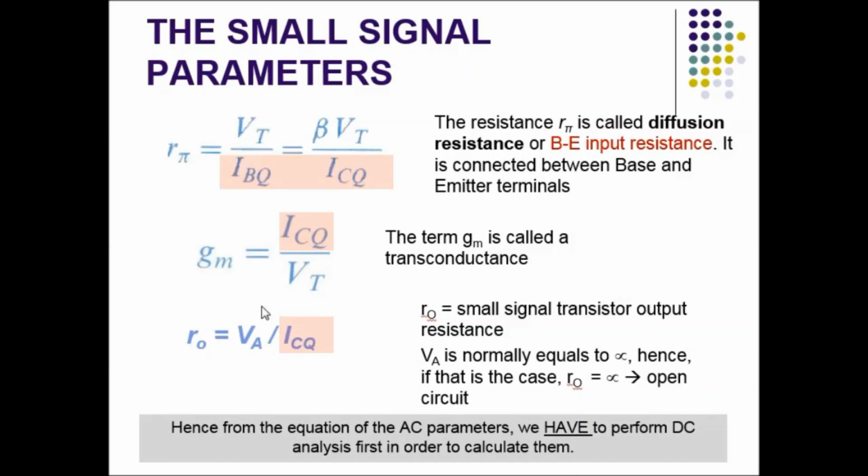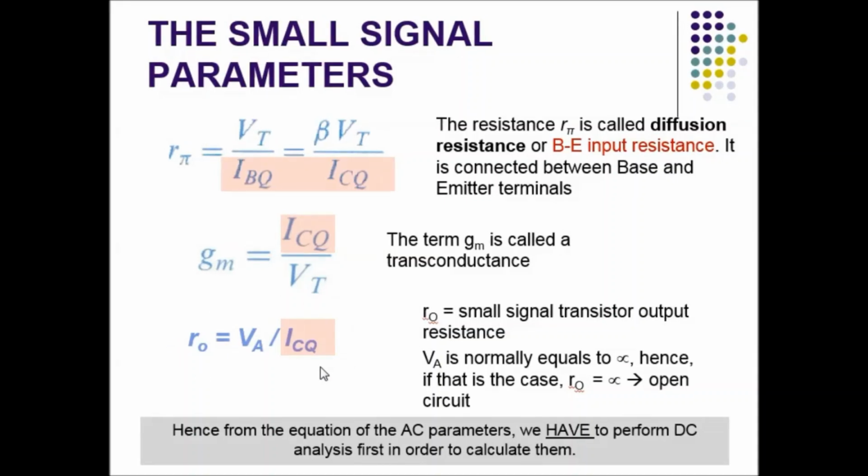This ro, if you remember, is the resistance when we are dealing with the IC versus VCE graph. When the slope is extrapolated, you see the early voltage. So this is the ro that I am referring to. You can see here, if your early voltage is infinity, you will get ro equivalent to infinity as well, which means that it will be an open circuit.